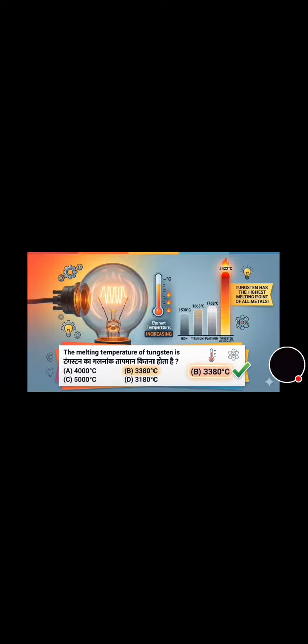Now move towards the next question that is on the screen. What is a class A fire? And correct answer is option B, that is wood, paper, cloth, etc. Now move towards the next question that is on the screen. If the number of valence electron of an atom is 4, the substance is called what? And its correct answer is option C, that is semiconductor.